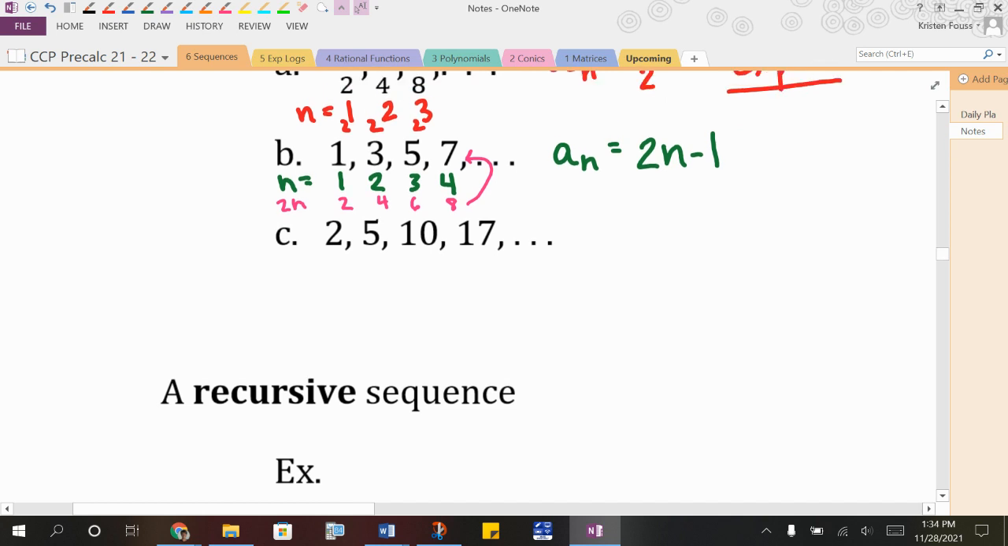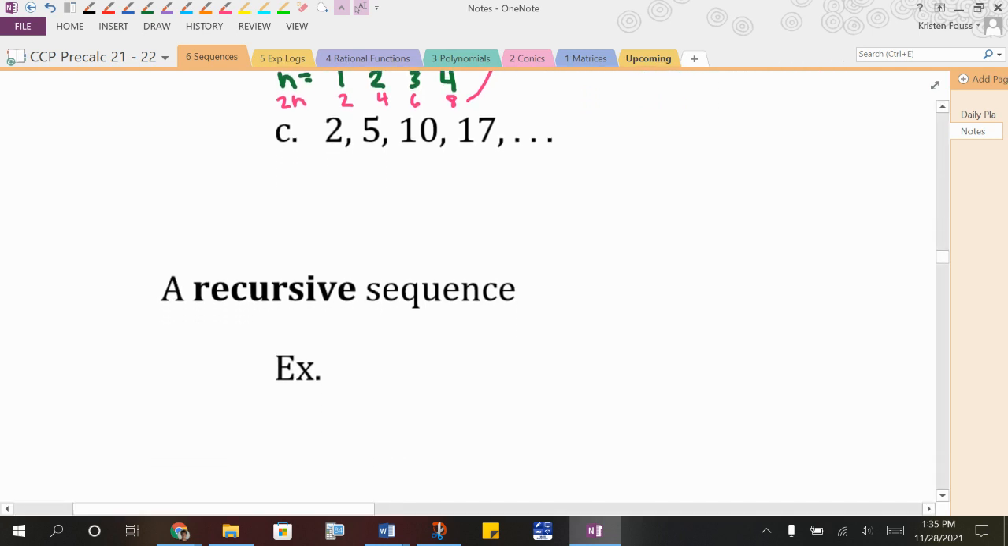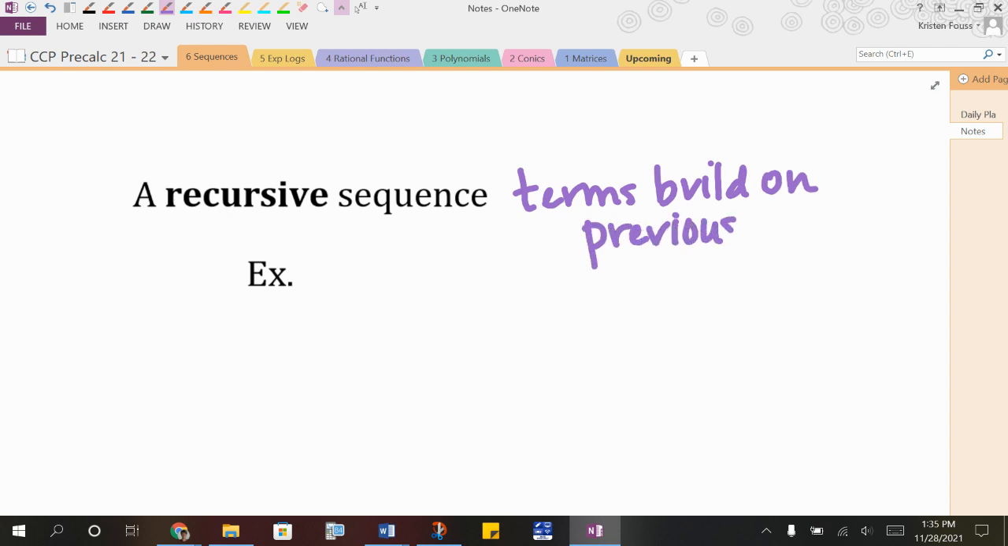Okay. So we just talked about an explicit sequence in which we can plug in the value of n and find that specific term. A recursive sequence is the opposite. With a recursive sequence, I can't just say if n equals 7, I'm going to find the 7th term. A recursive sequence is one in which the terms build on previous terms. In some sequences, we can look at both recursively and explicitly, and we'll look at one of those in a sec. Some of them we can't, and we cannot define it explicitly. We have to know what's come already to keep going and to define more terms.